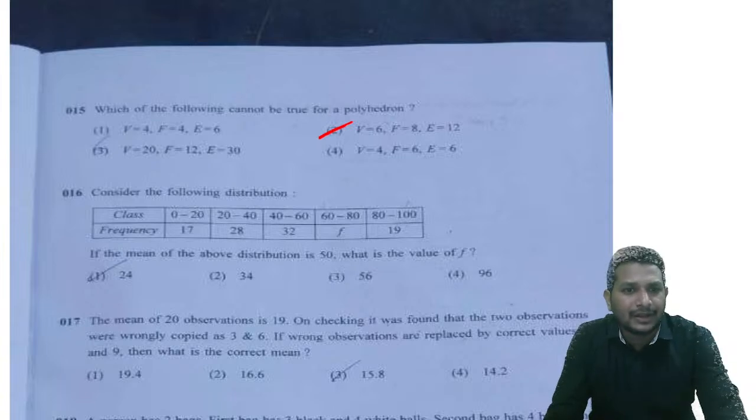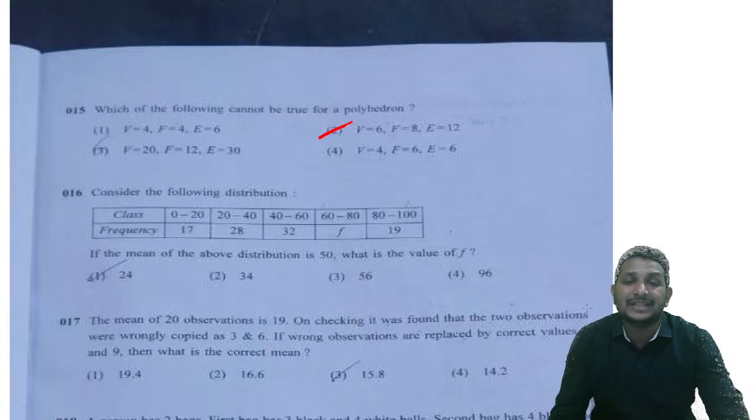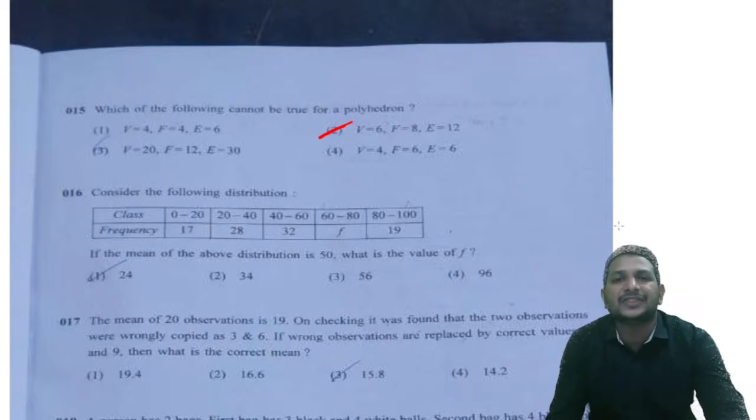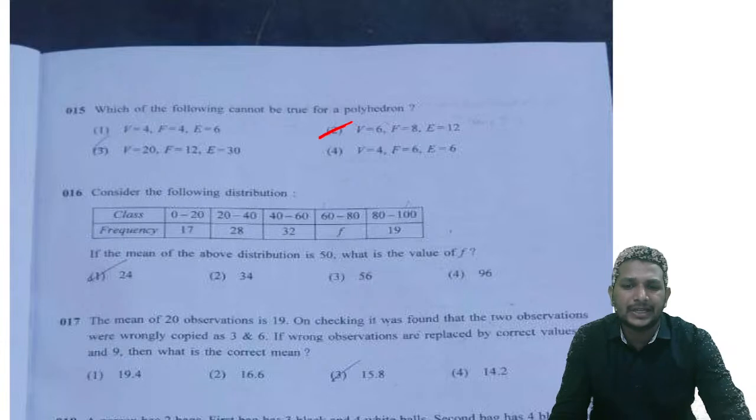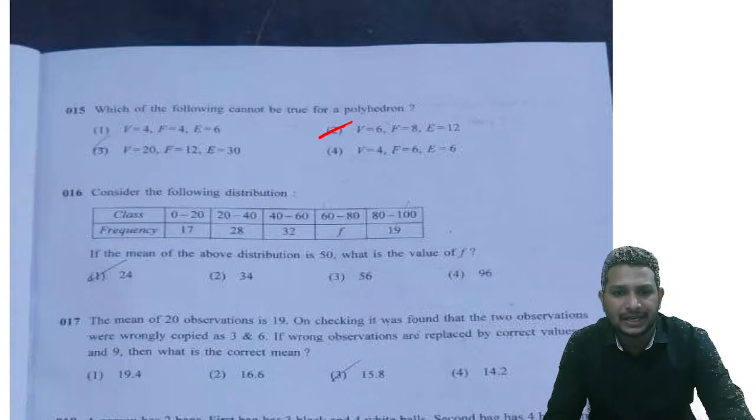Now let's see question number 16. They gave the class intervals and frequencies, and they gave the mean of the data also as 50. What is the value of f? Because there is some value which is not given, small f. So accordingly we need to find the value of the mean first, so that we can get the value of f also. So let's see this calculation.